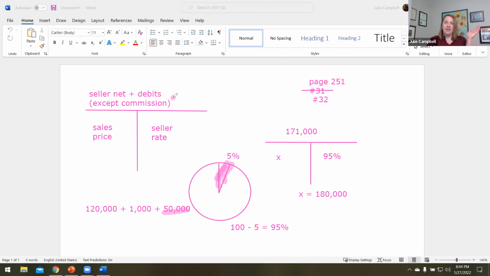Because we know how to calculate excise tax, right? We know just about enough now to be dangerous. But again, always stick with what the problem tells you. So unless the problem specifically says excise tax, pretend it doesn't exist.